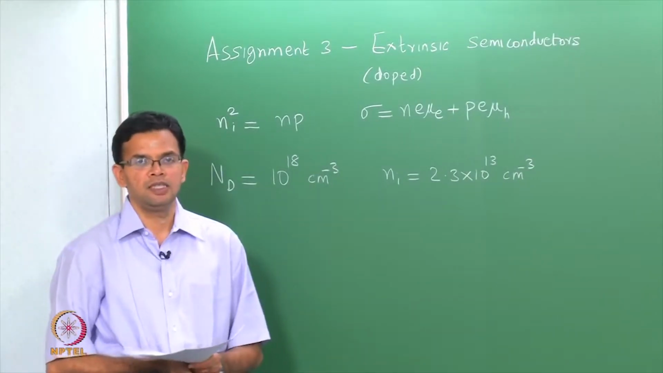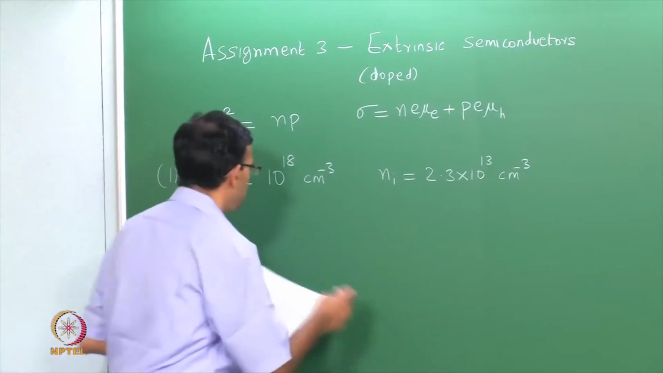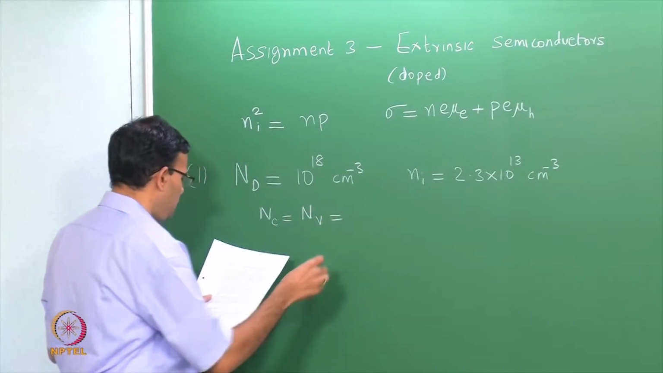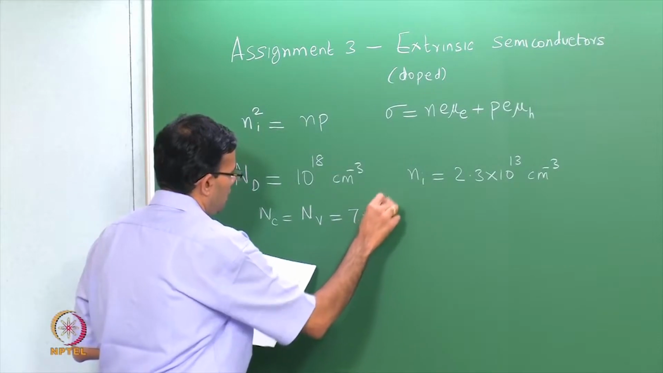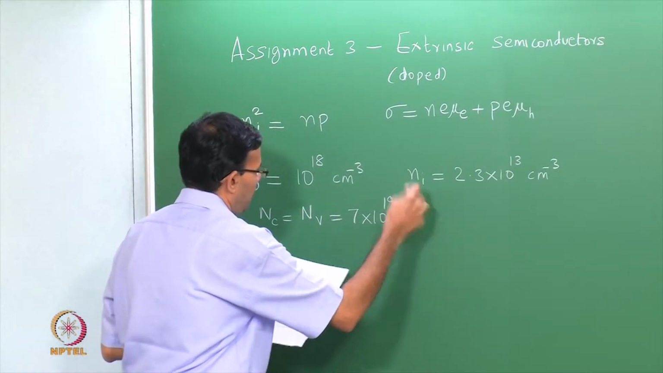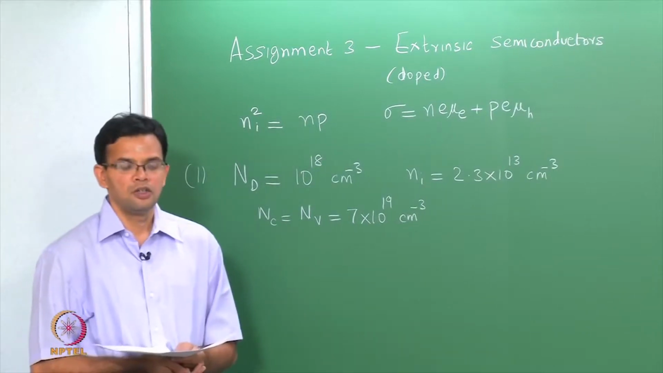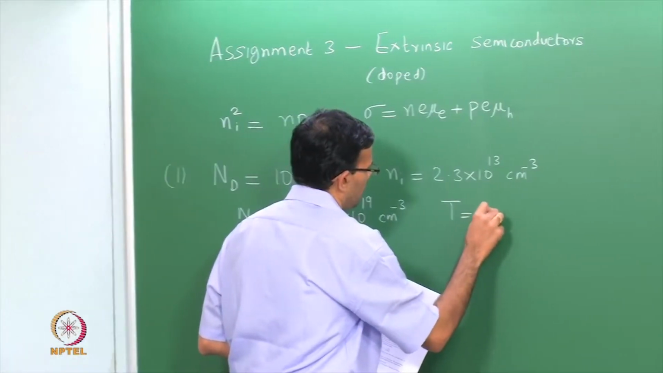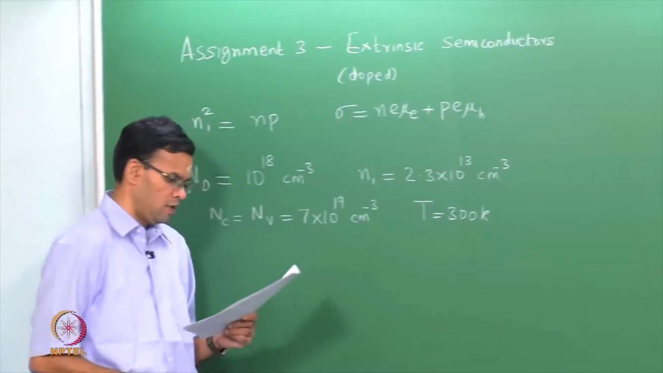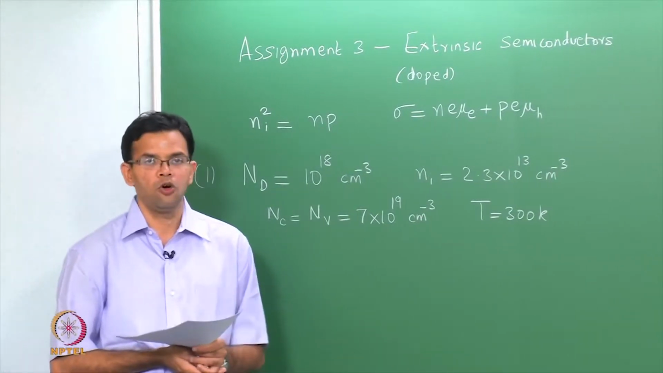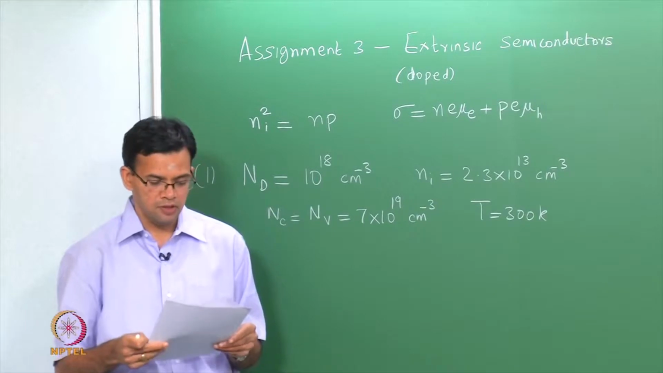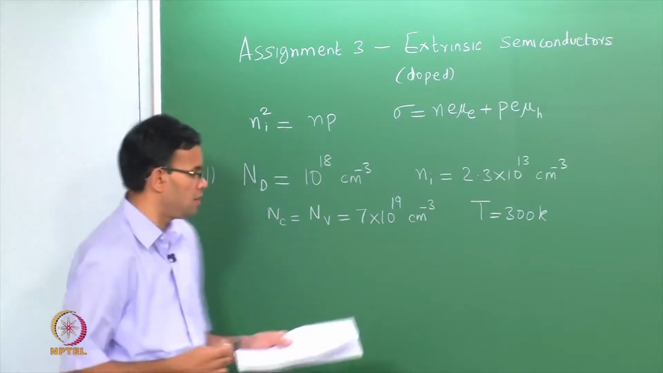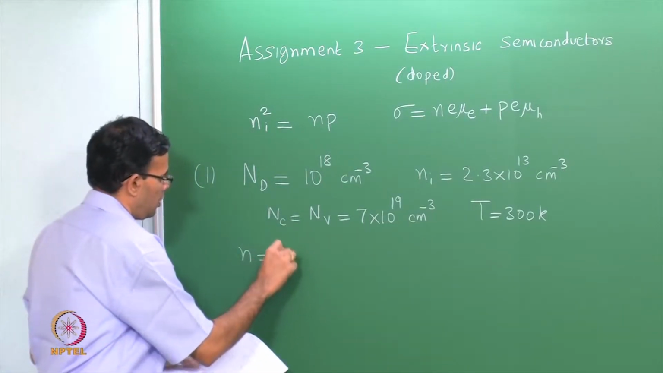The values of Nc and Nv, the effective density of states, are also given. So, Nc equal to Nv equal to 7 times 10^19 per centimeter cube. The sample is essentially at room temperature, so temperature T is 300 Kelvin. The first question says, what is the hole concentration at 300 Kelvin? It is doped with donor ions, so it is an n type semiconductor. So, n is equal to Nd.